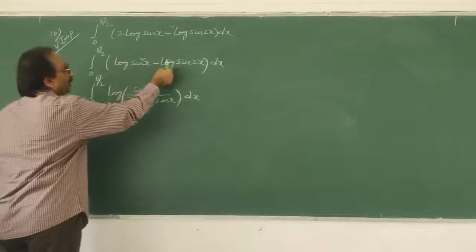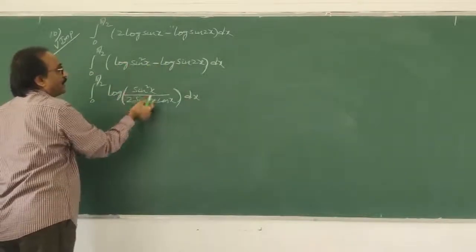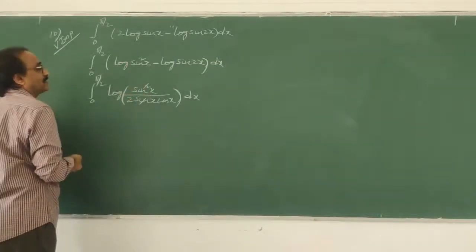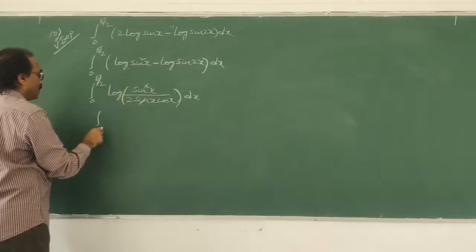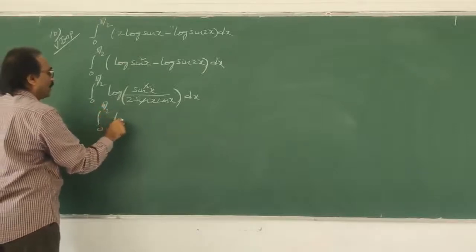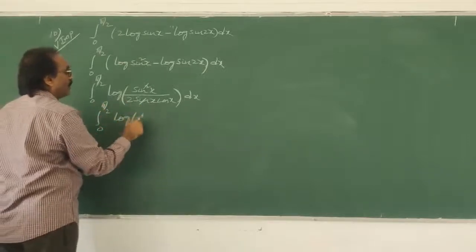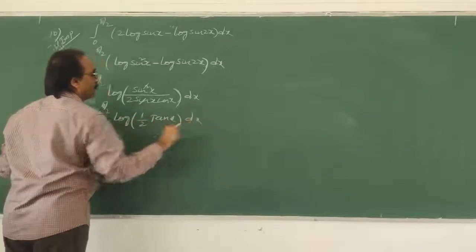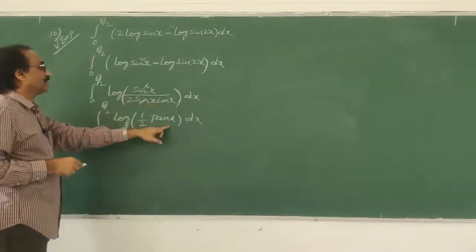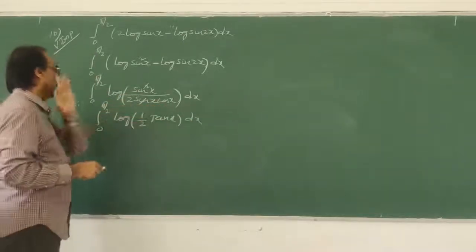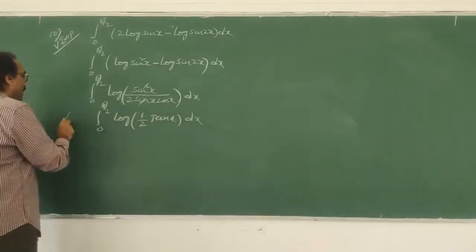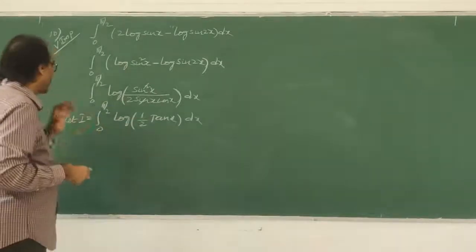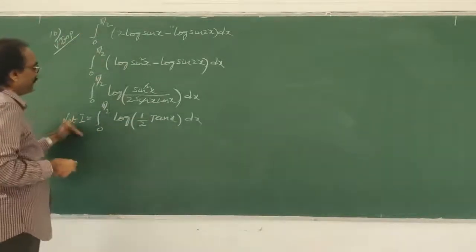Log a minus log b, log of a by b, sin square x by sin 2x. Now here square, here sin x cancels. So what is left over now, you see? This is nothing but integral 0 to pi by 2 of log of 1 by 2 tan x dx. See, sin x by cos x is tan x. Here 2 is there, 1 by 2 tan x dx. Now you say this one is I. Let I be equal to this. Okay, now after simplification I came to I.